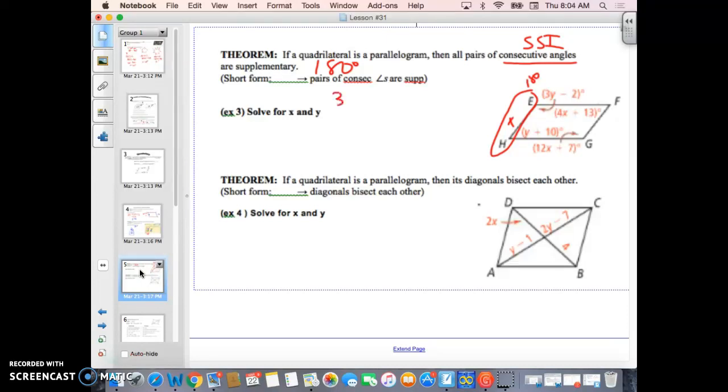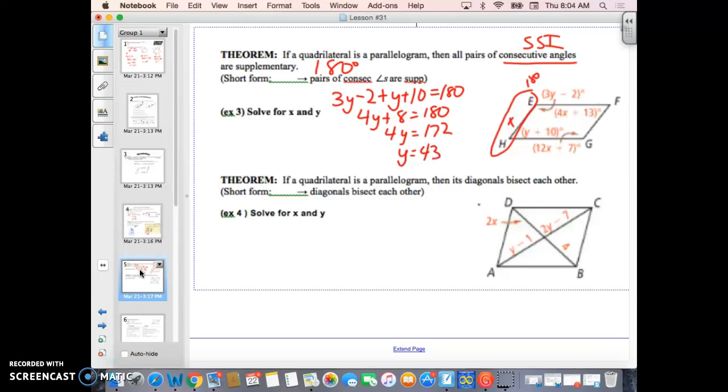So I'm going to do 3y minus 2 plus y plus 10 equals 180. 4y plus 8 equals 180. Subtract out that 8, and divide by 4. So 4y equals 172, which means y equals 43.